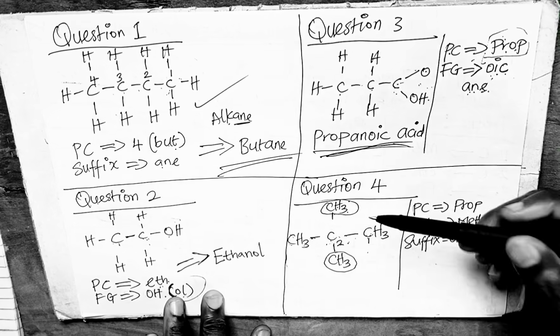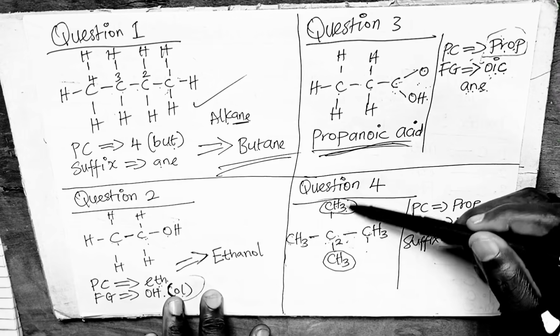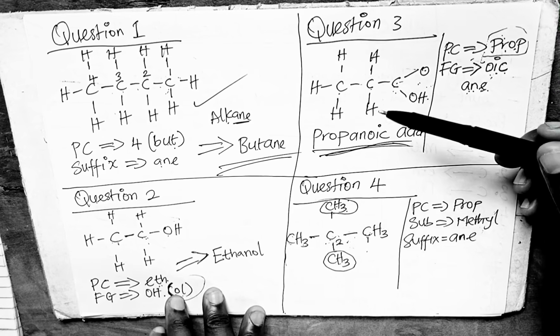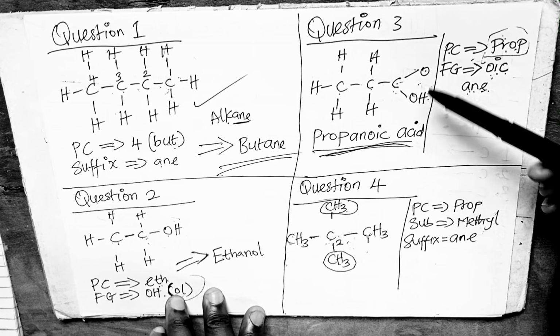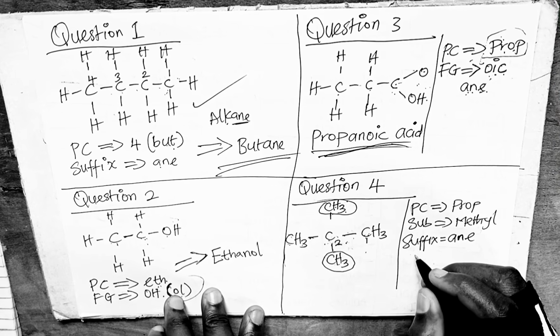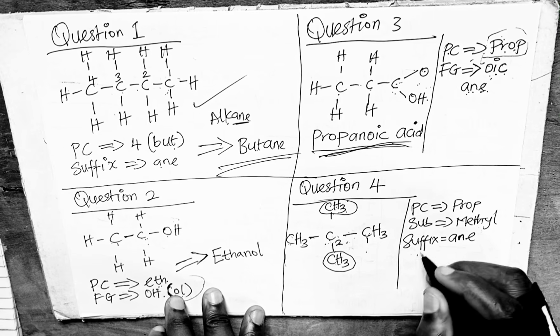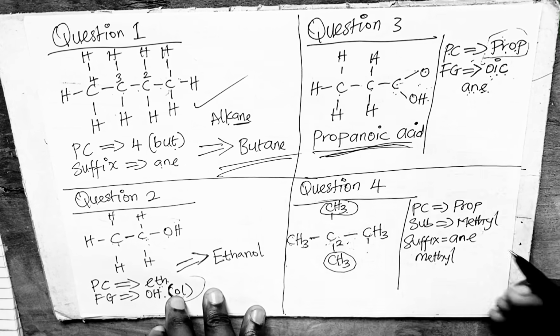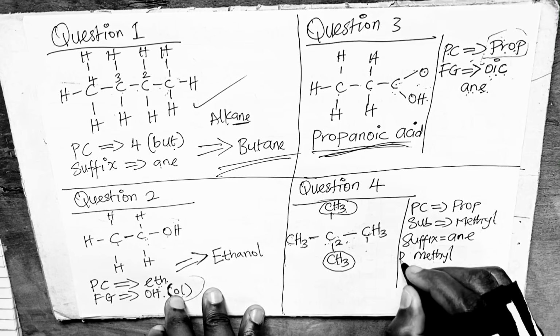And remember, we have two methyl. Can you see? We have two methyl, so we are going to use di. Di is for 2, tri is for 3, tetra is for 4. So we are going to put it here as what? Methyl. Let me just put methyl here. That's the substituent. We've placed it here already. So let's put di.